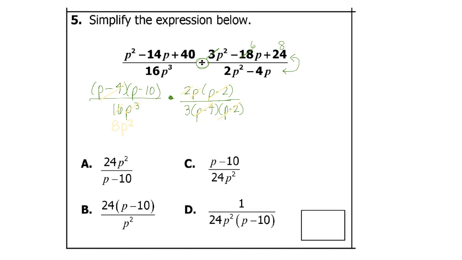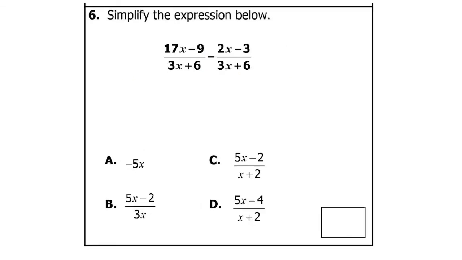And so now whenever we multiply all of that through, it looks like in the numerator, all that we are left with is going to be P minus 10. But then in the denominator, we're going to have this 8 times 3, so we're going to get 24P squared. And that's going to give us answer choice C.